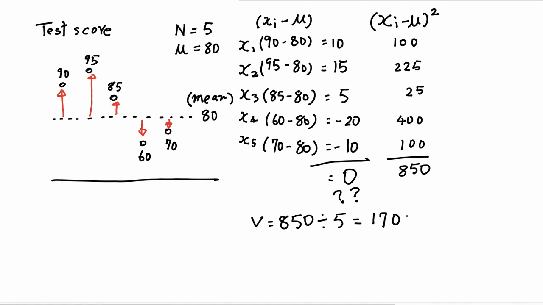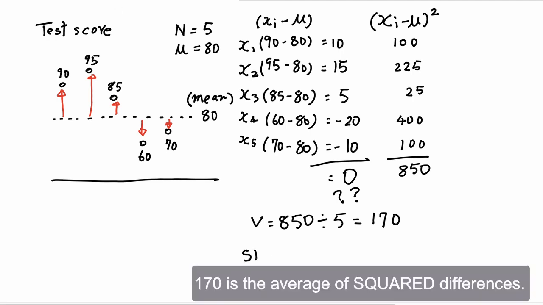Does that mean the average difference from the mean is 170? That doesn't seem right. We're talking about a test where the top student scored 95 and the lowest score was 70. That's a range of 25.